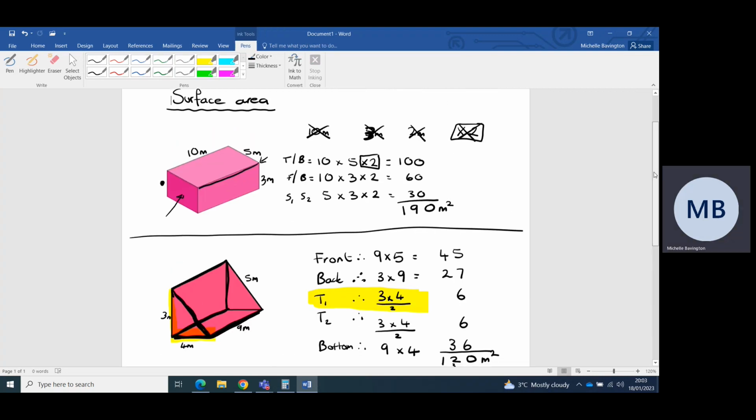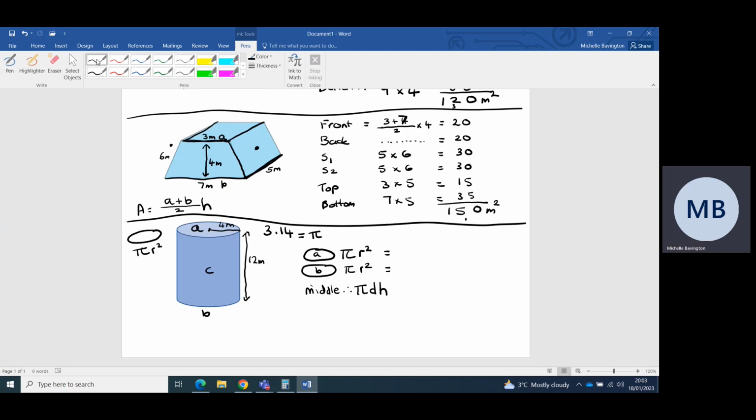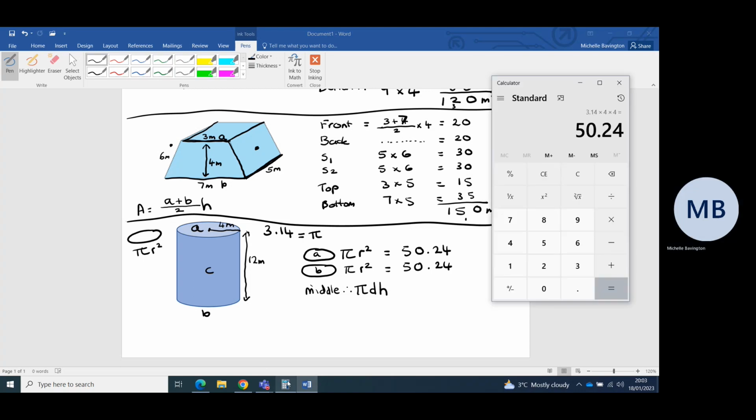Well, I know that one is the same. What you could have put in there was 3.14 times 16. Sorry about that. Equals 50.24. So it's the same.